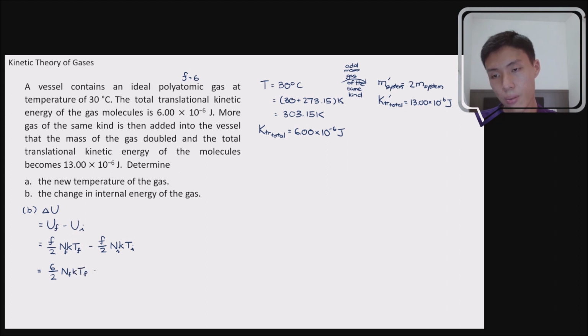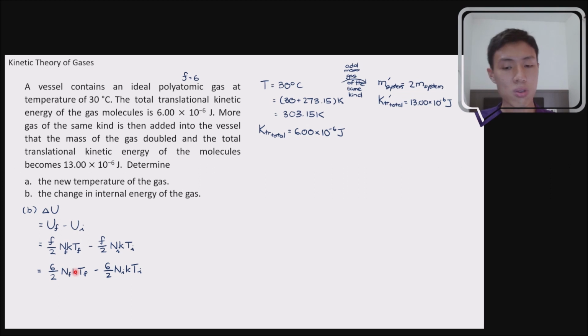Okay, you have N_f kT_f minus 6 over 2 N_initial kT_initial. You definitely have your initial and final temperature, so you can substitute that in. You also know your Boltzmann constant, so you can substitute that in. But the problem is you don't have the initial number of gas molecules and the final number of gas molecules. It will be a bit complicated if you want to find the relationship between initial and final and use all the ratio thing.